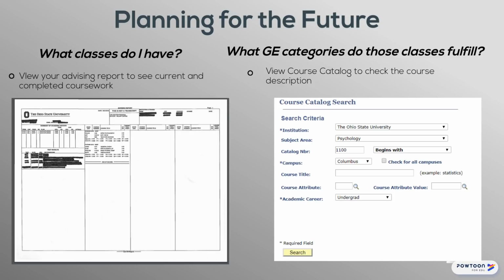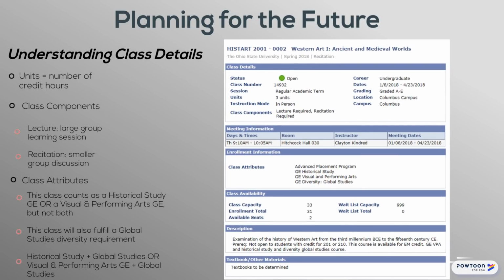Select the department for the course, such as psychology, history, or English, in the subject area menu, and then enter the course number, for example, 1100 or 1100.02, in the catalog number box and click Search. This should take you to a course description such as this one. Under the header Enrollment Information, you will see information about the course including GE categories that the course fulfills. As you can see from this example, History of Art 2001 can fulfill both the Global Studies Diversity and either a historical study or visual and performing arts requirement, but not both.